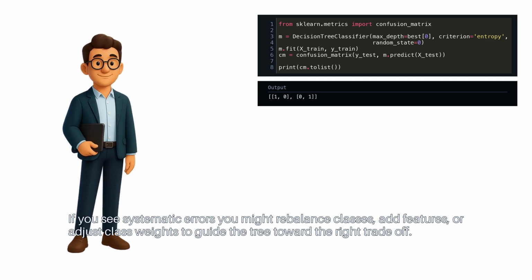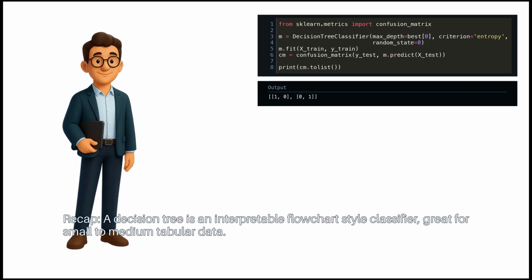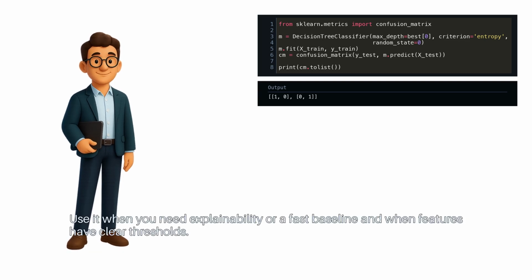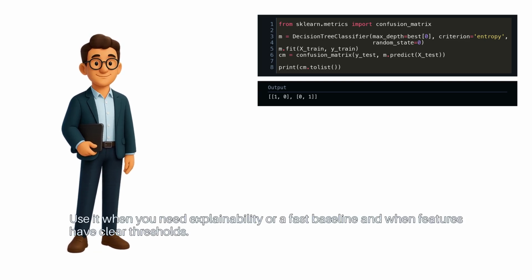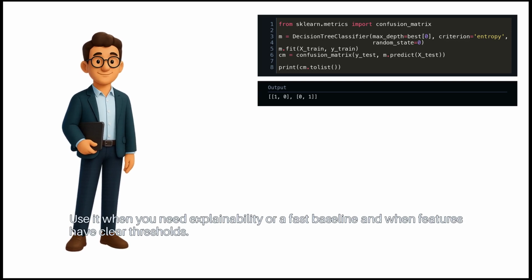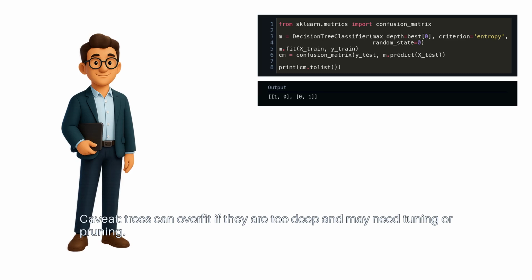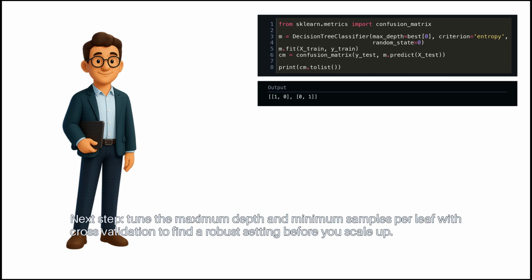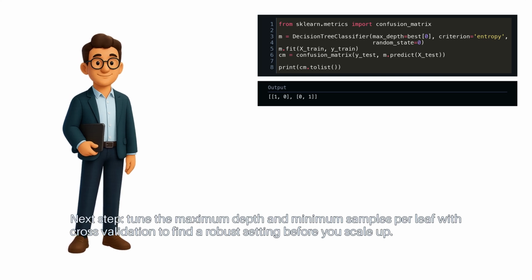Recap: a decision tree is an interpretable flowchart-style classifier, great for small to medium tabular data. Use it when you need explainability or a fast baseline, and when features have clear thresholds. Caveat: trees can overfit if they are too deep and may need tuning or pruning. Next step: tune the maximum depth and minimum samples per leaf with cross-validation to find a robust setting before you scale up.